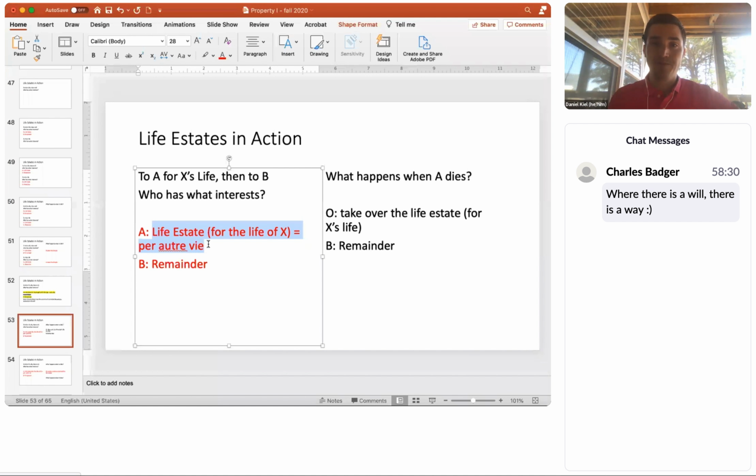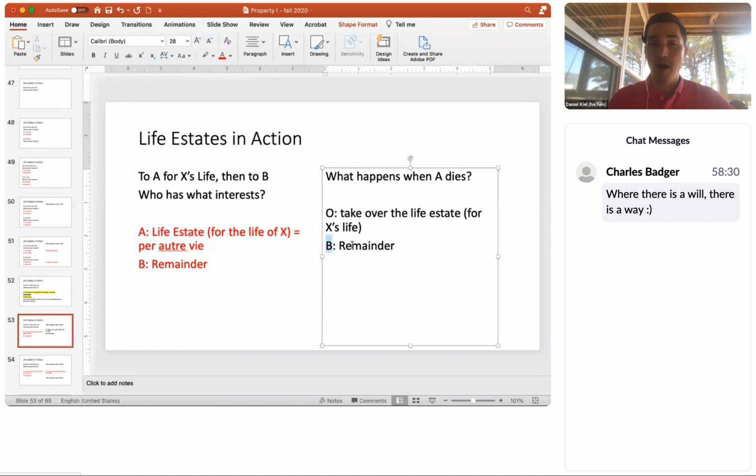Okay, so Jaski, your instinct is to say, well, I don't know where else it would go, so I'm going to have it go back to the grantor, the O character in this example. So that part is wrong. So remainder is right, but it is wrong that O would take this back. So Jaski, let me ask you this.